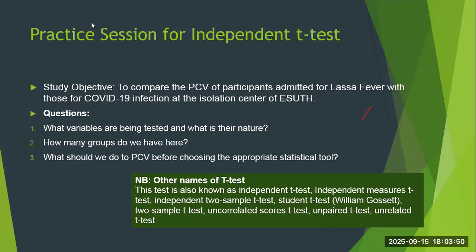The infection with either Lassa fever or COVID-19, that is categorical. Good. So we have two groups here: one is Lassa fever and the other one is COVID-19. So now, what are the options? If you are now to write your data analysis section here, and you don't want to consult a statistician, how would you handle this objective if it's your study? Tell me.